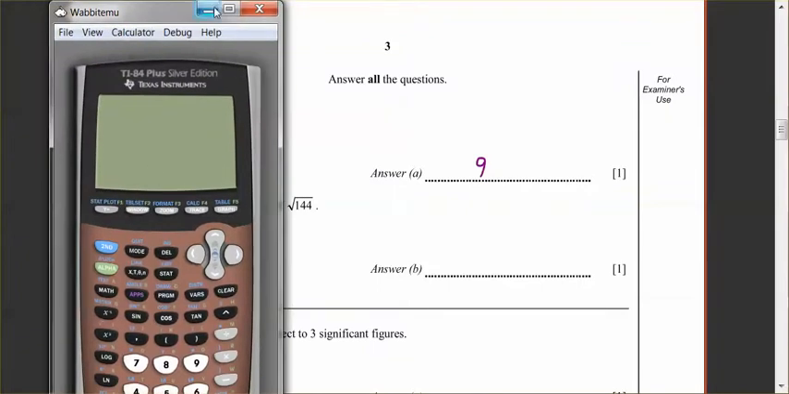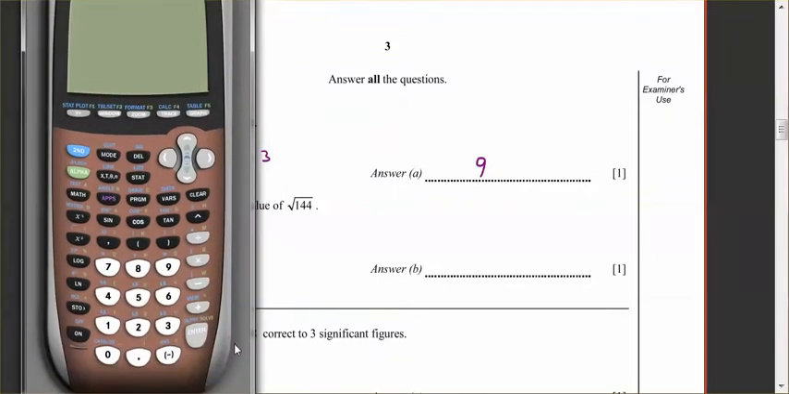On your calculator, I'm going to type in this one, negative 9, and I'm going to put the squared button, negative 9 squared, and press enter. You want to do this. Press enter, and the answer you get is minus 81.